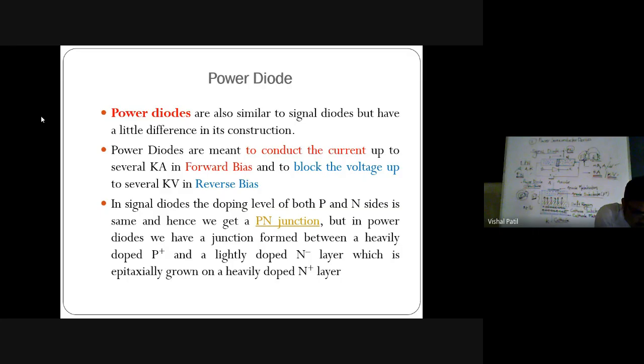Power diodes are similar to the signal diode, but have little difference in their construction, that is, in the structure.